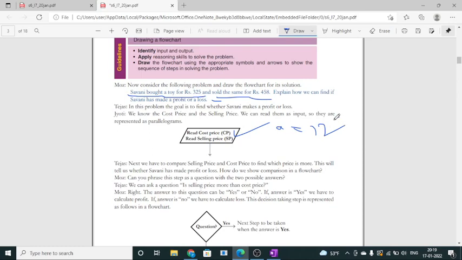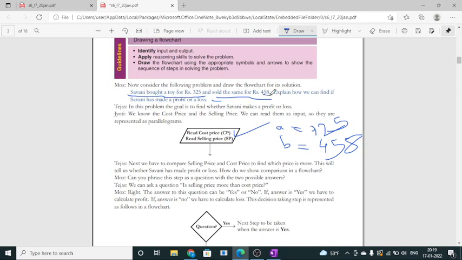Variable a is equal to 325, and variable b will be taking 458. We have taken two variables: variable a is one number and variable b is another number.